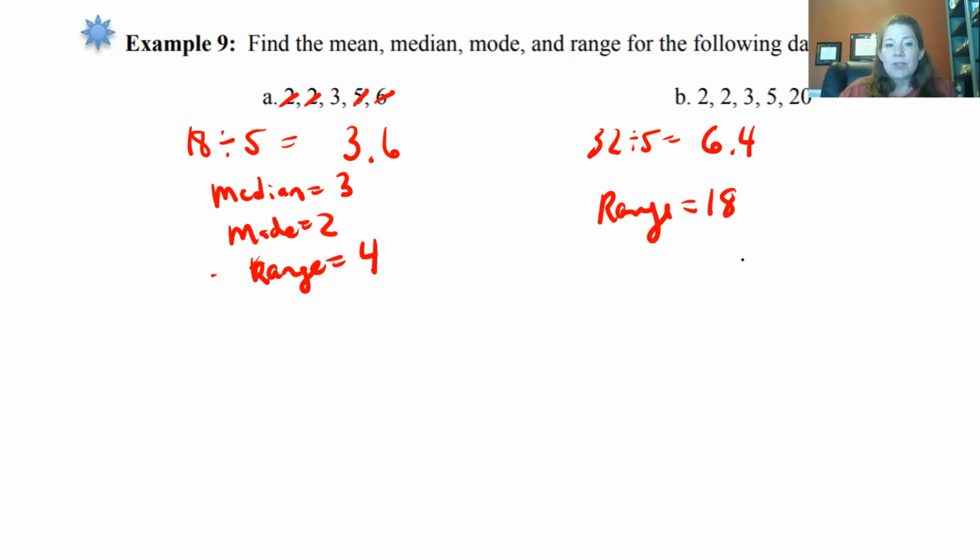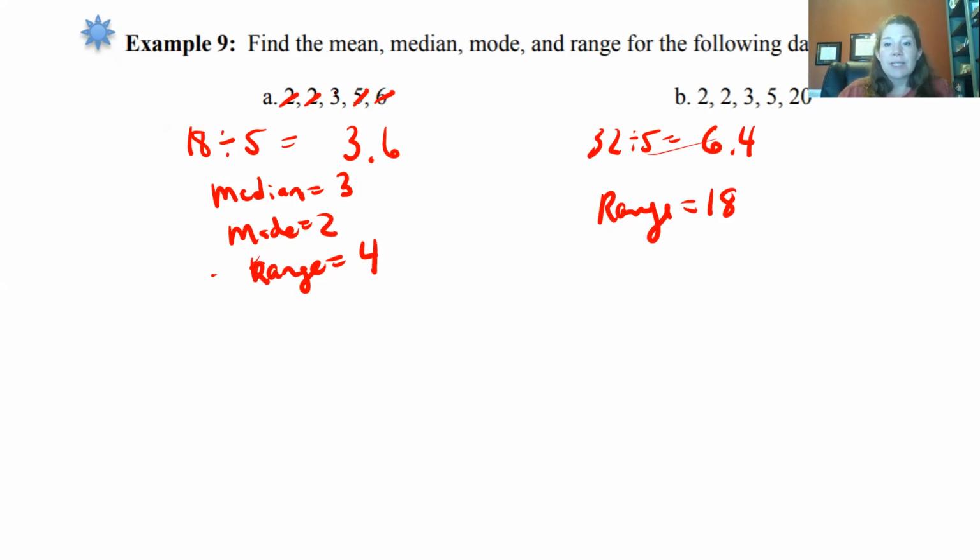So basically what they're doing here is they're introducing the word outlier. If you notice these two sets of numbers, they're exactly the same except for the last digit. The last digit in set A is 6 and the last digit in set B is 20. Well, there's a big difference in 6 and 20, correct? So look what changed so much. Two things changed so much. It was the mean and the range.